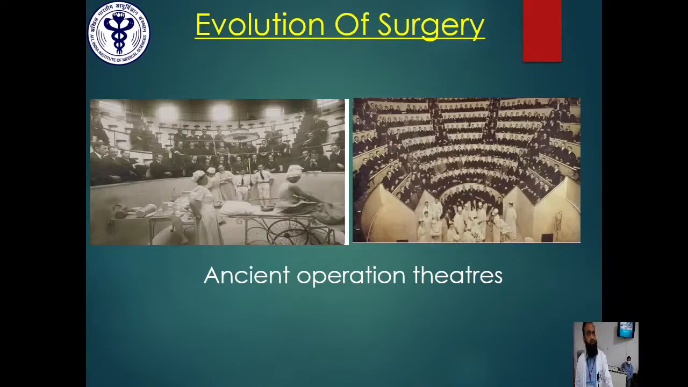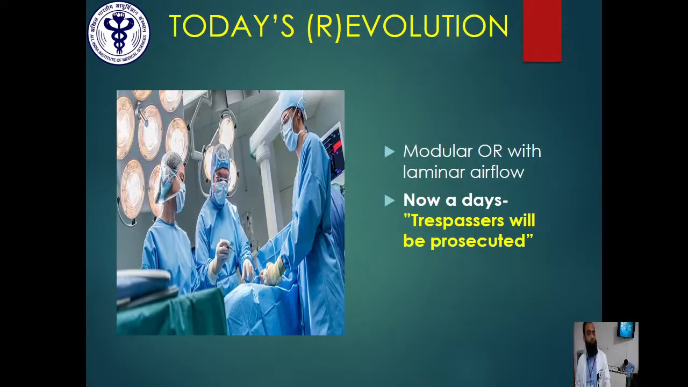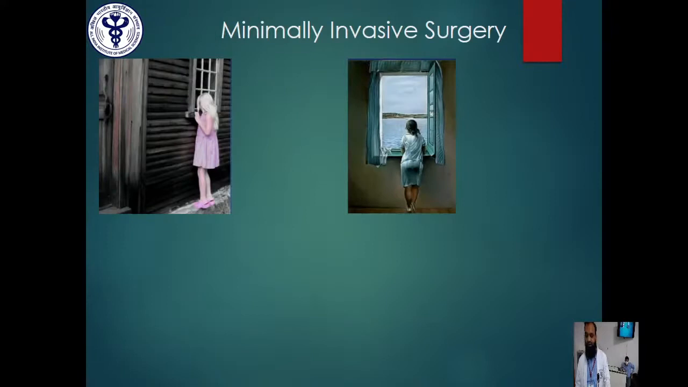So we see an example of how the operation, the surgical branches, have changed. Initially, the operation theater used to be like this. That's why it's called a theater. And gradually, we moved on to operation theaters where no trespassers are allowed. We take strict sterile precautions. Everything is quite well maintained. And now, where are we moving? We are moving to minimally invasive surgery. So this is the difference basically.